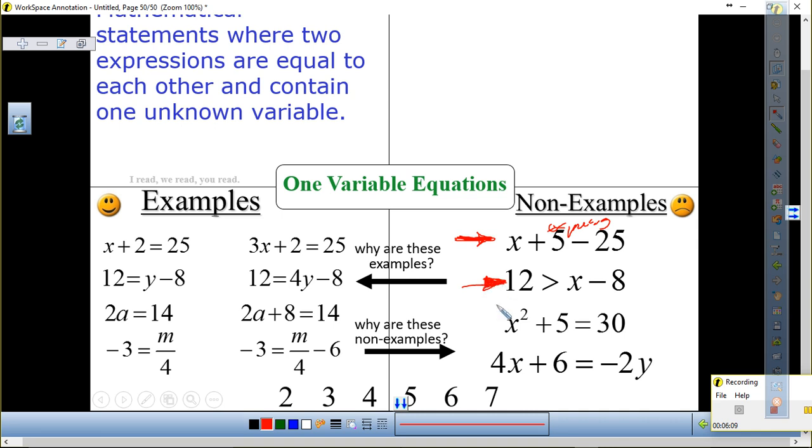Manny, why is this one not a one variable equation? It's an inequality. Bam. Inequality. Pass someone? Tony.